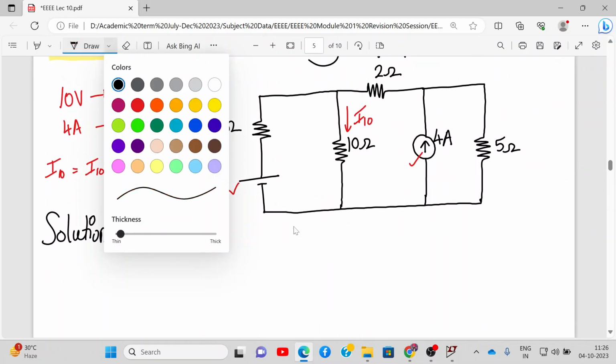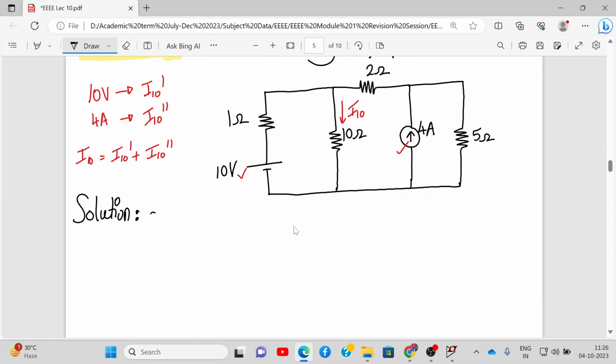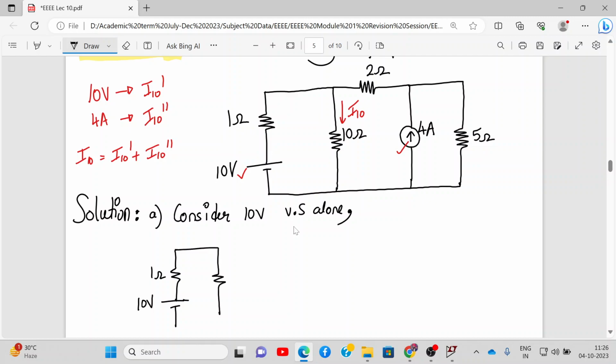So let's write the solution. First we consider the 10 volt voltage source alone. So let me draw the circuit over here. We have 1 ohm, then we have the 10 volt voltage source, then we have 10 ohm over here. This current source will be open circuit, and we have a 5 ohm resistance connected over here.